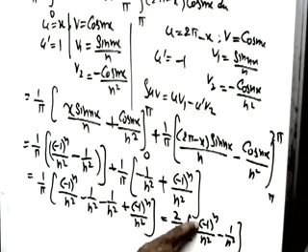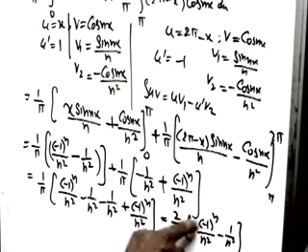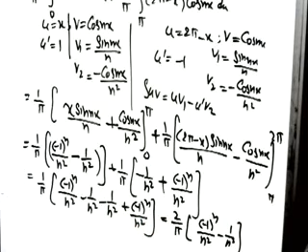Watch carefully. If we have n as even, you will get 0 because this will become plus, this will become minus. For even, this will become 0. For odd, this will become minus 1, minus 2 by n squared, minus 2, 2, so 4 by n squared. Okay, let me see afterwards.